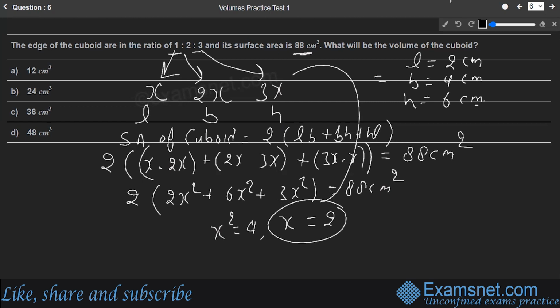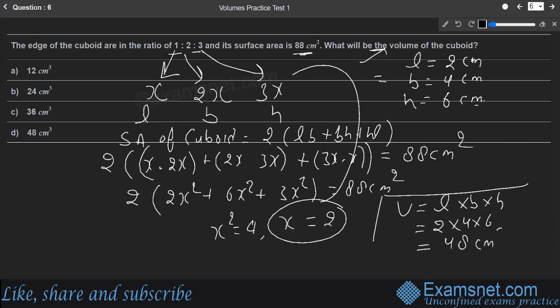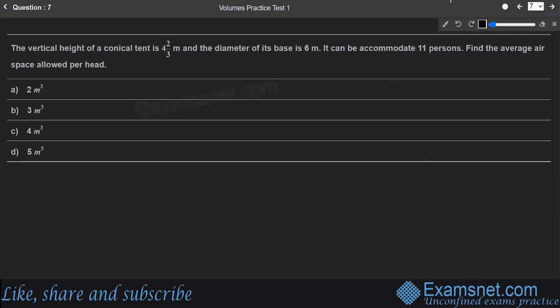The dimensions have come. Now he wants us to calculate the volume of the cuboid. Volume of the cuboid can be easily found out by L into B into H. If we multiply them together, this is going to be 2 into 4 into 6. That is nothing but 8 6s are 48 centimeter cube. So that is the right answer, 48 centimeter cube. It is available in option number D. So that is the right answer.